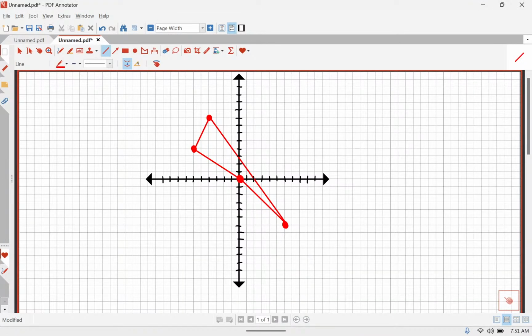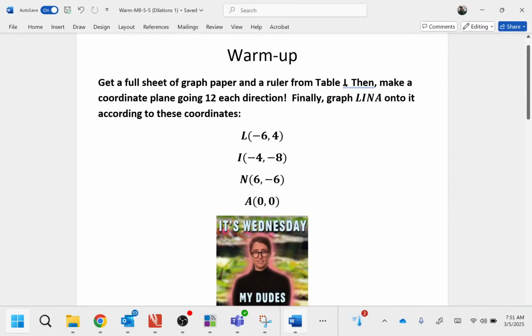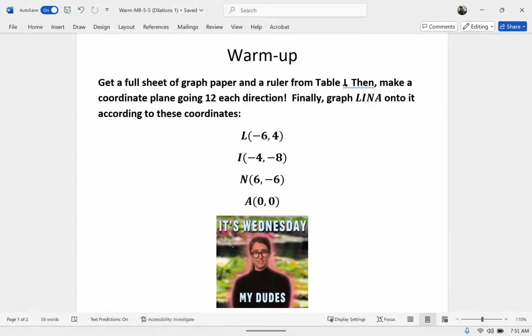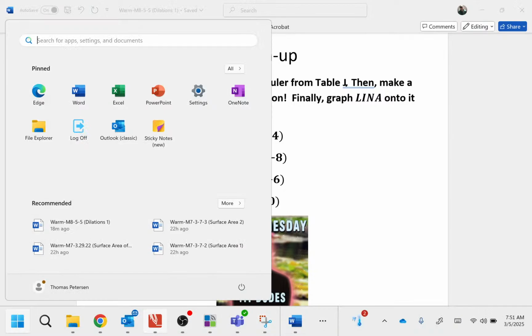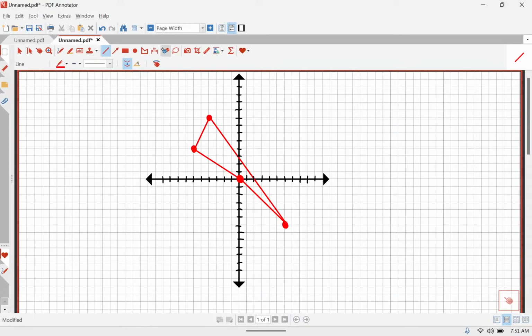How many of us are able to get this figure onto our coordinate plane or see how we got there? You guys doing okay out there? Cool. Did I mess up somewhere? Hold on. Let me see here. So negative 6 comma 4, negative... Oh, you know what I did? I see exactly what I did. Negative 4 comma negative 8 should be down here. That's what I did. So that's okay.